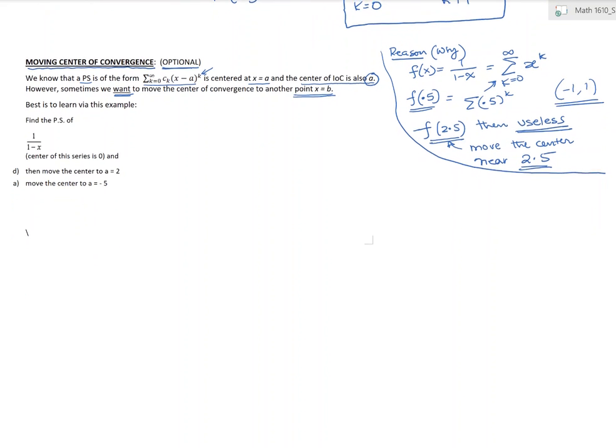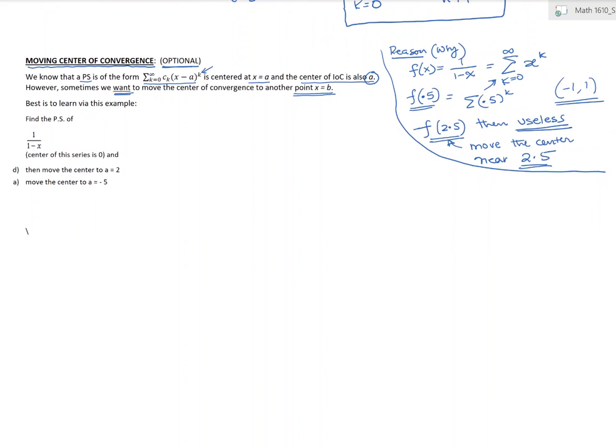Okay, so let's do this example. We want to find the power series of 1 over 1 minus x. Now the center of this series is 0, we know that. And we also know that the power series of 1 over 1 minus x is the sum of x raised to the power k, k going from 0 to infinity. What we want to do is move the center to a equals 2.